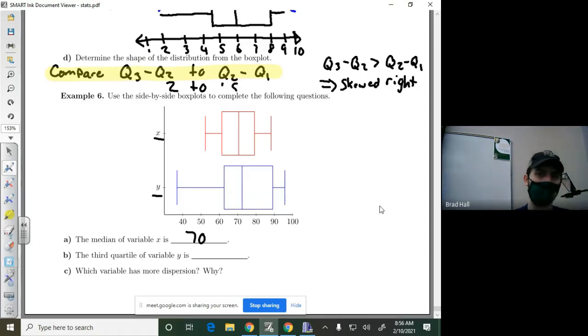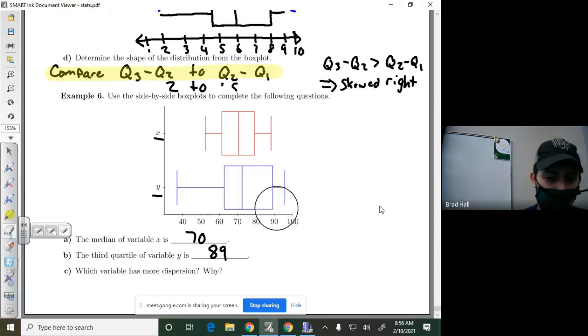So what about the third quartile of variable y? That's about 89. I think MyMathLab will give you a decent margin of error here. You could probably say 90 and it might even accept that. It looks like 89. It looks slightly to the left of 90. And remember, that says variable y, so that's why we're looking at the bottom box plot.